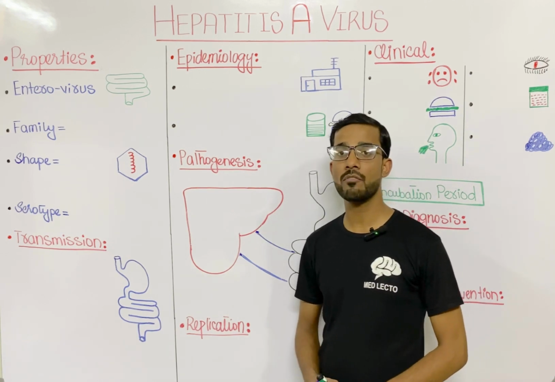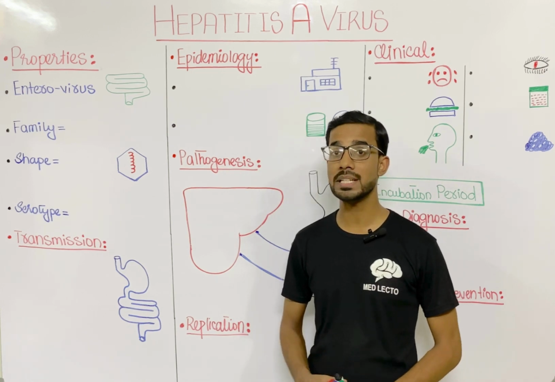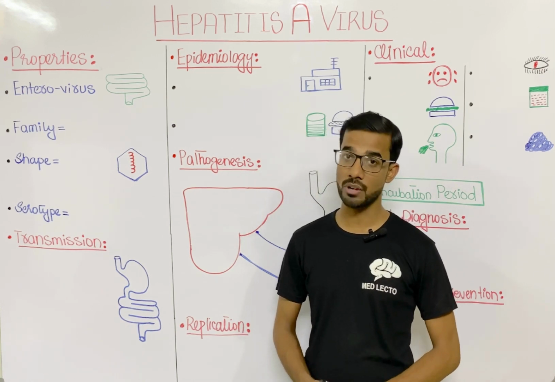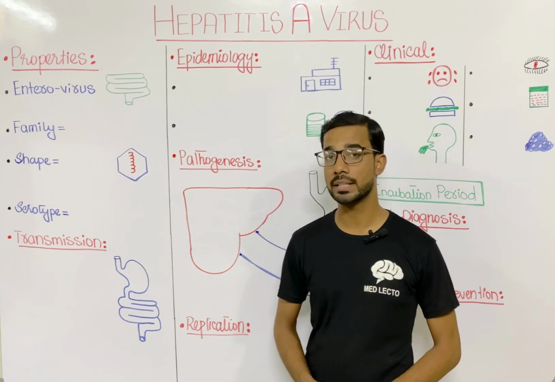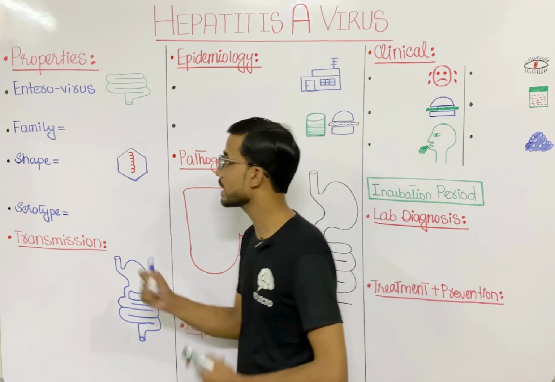So hepatitis A virus, also known as the enterovirus. Why do we call it entero? Because it actually replicates in the GI tract, and after that, it will affect the liver. So that's why we called it enterovirus.